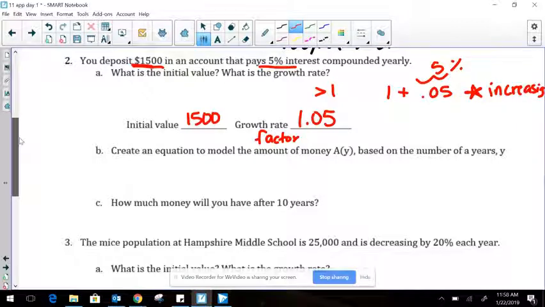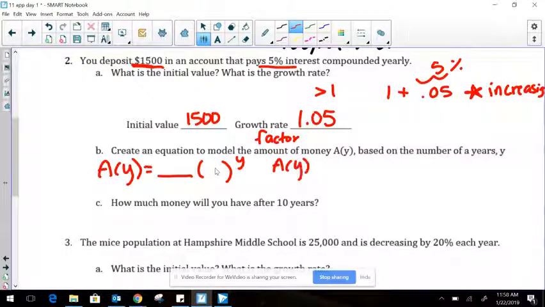Okay, so your general form for exponential equations looks like this. Whatever variable you decide to use, a, x, y, z, whatever, my initial value goes in front of the parentheses, and my growth rate or factor goes inside the parentheses. So I have a of y is equal to 1,500 times 1.05 to the y. That's always the same format for exponential equations.